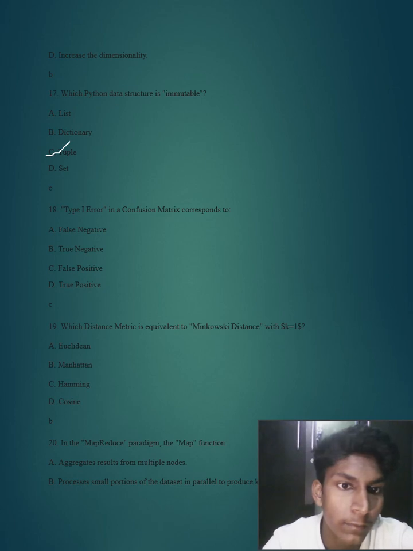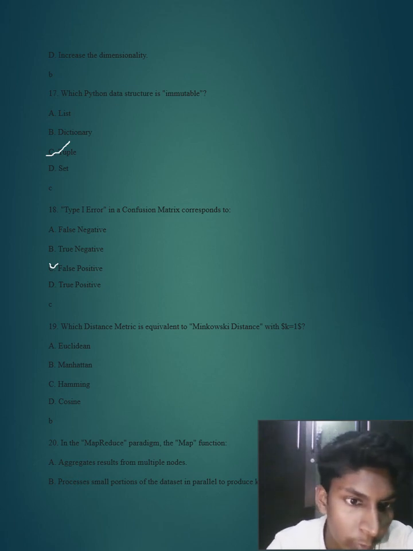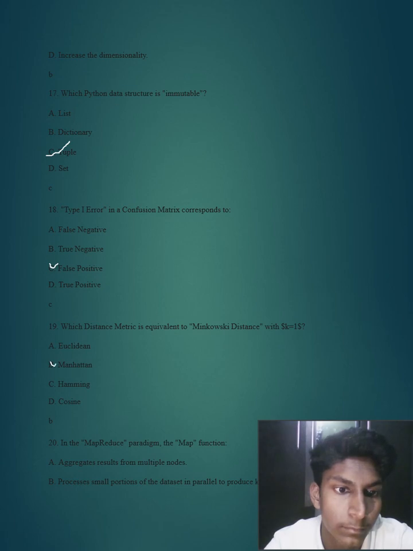Type 1 error in a confusion matrix corresponds to false negative, true negative, false positive, true positive. Correct option is option C, false positive. Which distance metric is equivalent to Minkowski distance with k equal to 1? Euclidean, Manhattan, Hamming, cosine. Manhattan distance is the correct answer.